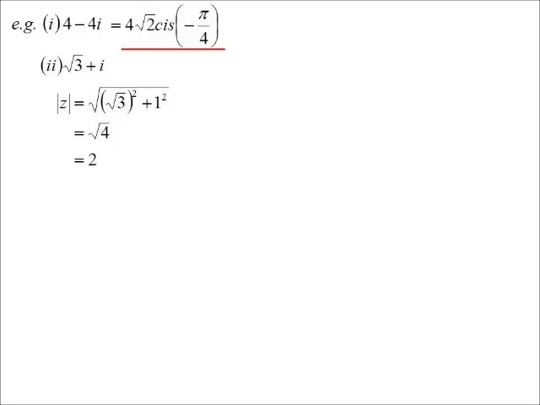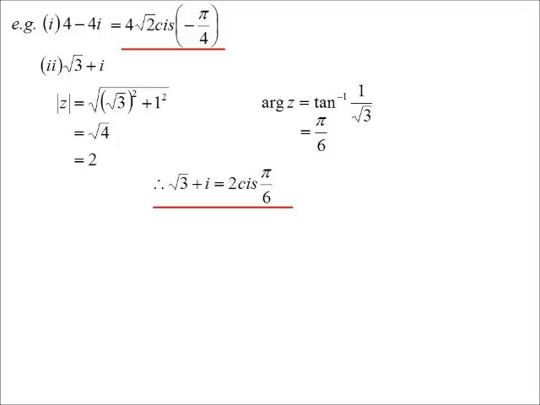Root 3 plus i, so the modulus is 2. Argument: they're both positive in this case, so I know I'm in the first quadrant, and it's got to be an acute angle. The acute angle would be pi on 6. So 2 cis pi on 6.